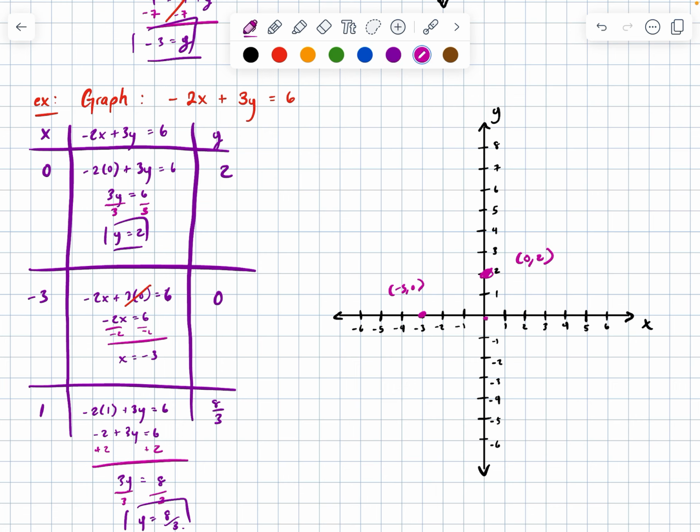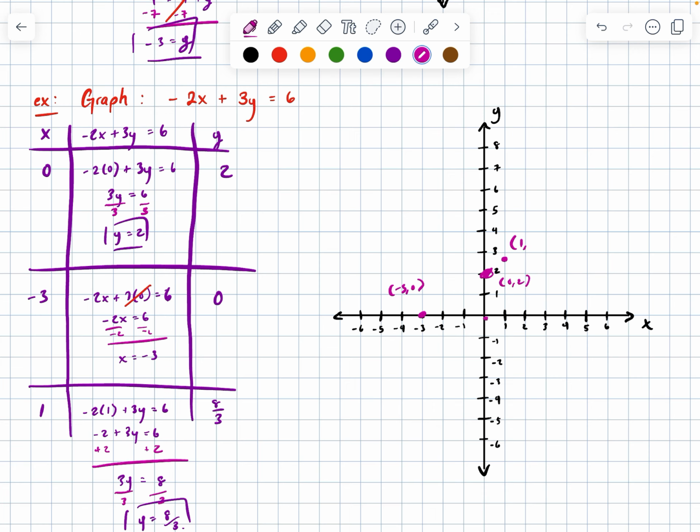So if we're trying to plot that on the xy plane, when x is positive 1, y is going to be 8/3, about 2.6. What two numbers does it need to be between? 8/3 is going to be between 2 and 3. Very good. Is it going to be closer to 3 or closer to 2? Closer to 3, since it's about 2.6. So there you go. It's going to be somewhere here-ish. So then here's your point.